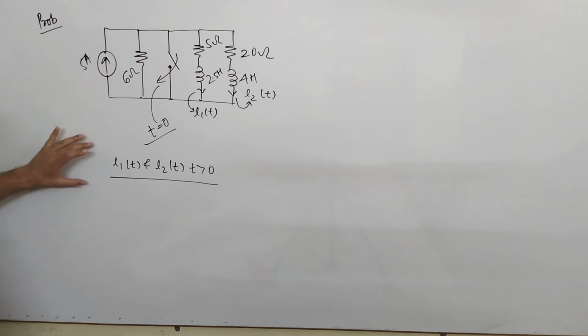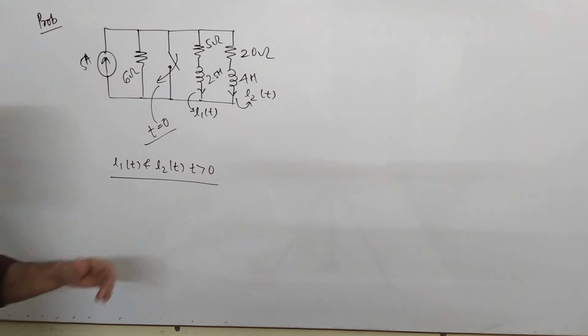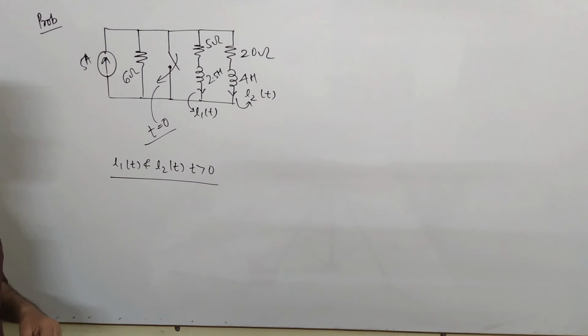This is our next problem. In this problem you have to find the value of I1(t) and I2(t) for t greater than 0. This is a different type of problem in which two inductors come into the picture. The question is how we solve it with two inductors, because the currents through the inductors are I1 and I2, and you have to find the solution for both. The switch is closed at t equal to 0. So we will see how we solve it.